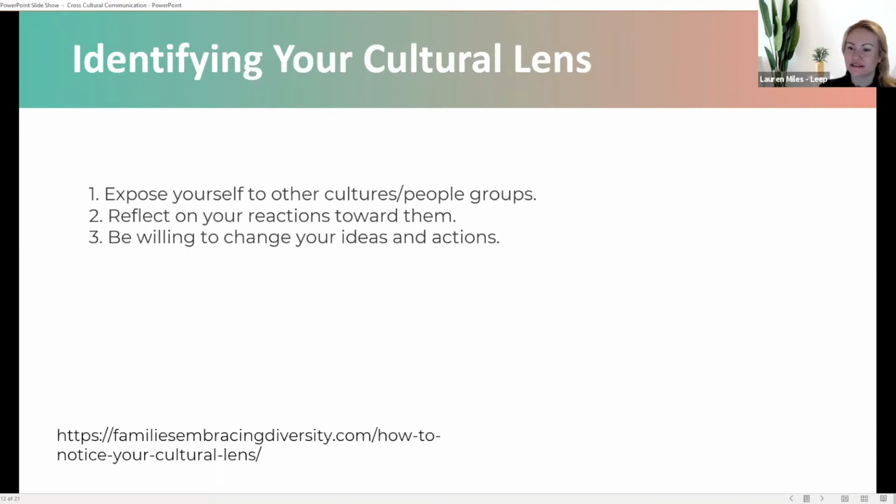So this is really different to changing your values and beliefs. And I just want to highlight that you don't need to change your values and beliefs, but you need to be able to reflect on how you react, how you interact with other people, and the assumptions you make. That's very different to changing your values and beliefs. And I just want to point that out.